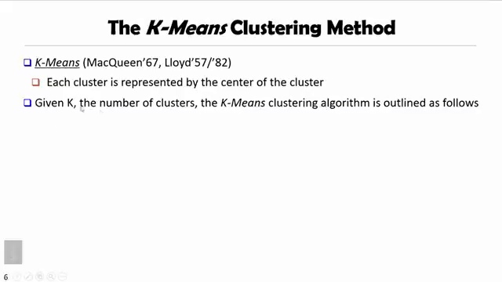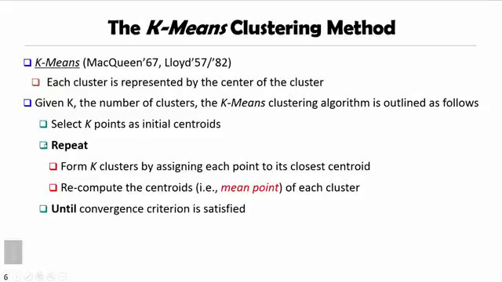Given k, the number of clusters, first we select k points as initial centroids. Of course, you can randomly select them. That's what the original k-means did. Or you may have some smart way to select them, which we will introduce later. Then we put this in a repeat-iterative loop. Once we have selected the k centroids, we form k clusters by assigning each point to its closest centroid.